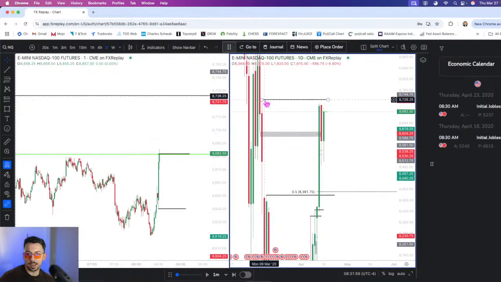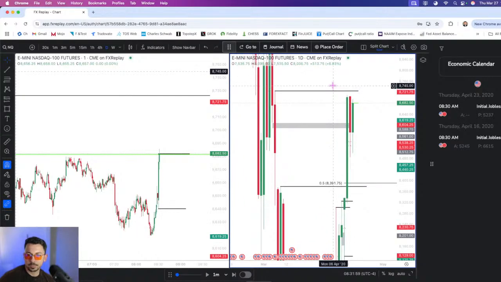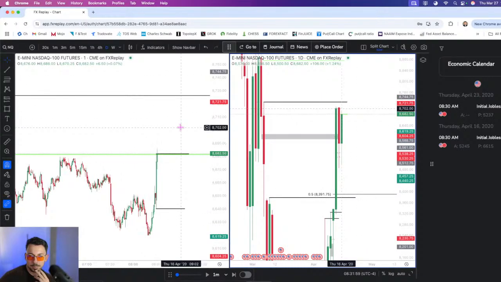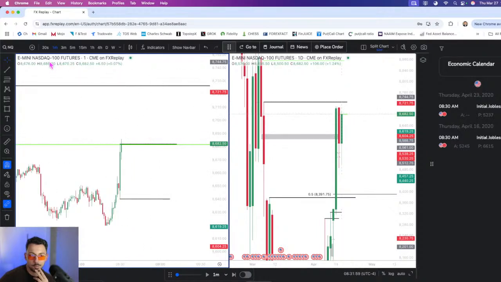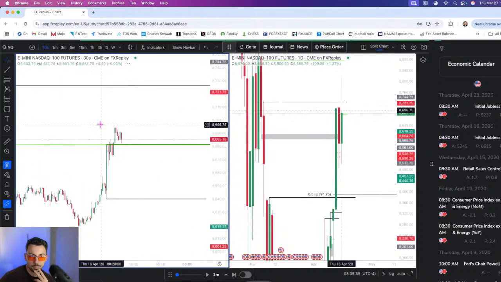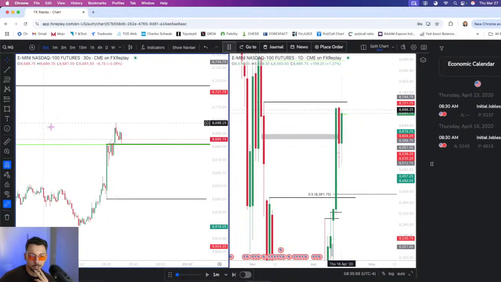Okay, so we do have this daily high right here. Yeah, it looks like this is probably going to come here. So let's see if we can get some kind of a 1 minute or a 30-second setup. Maybe we can get a short setup first to target the lows and then go up. Let's see. Ooh, this looks pretty nice.